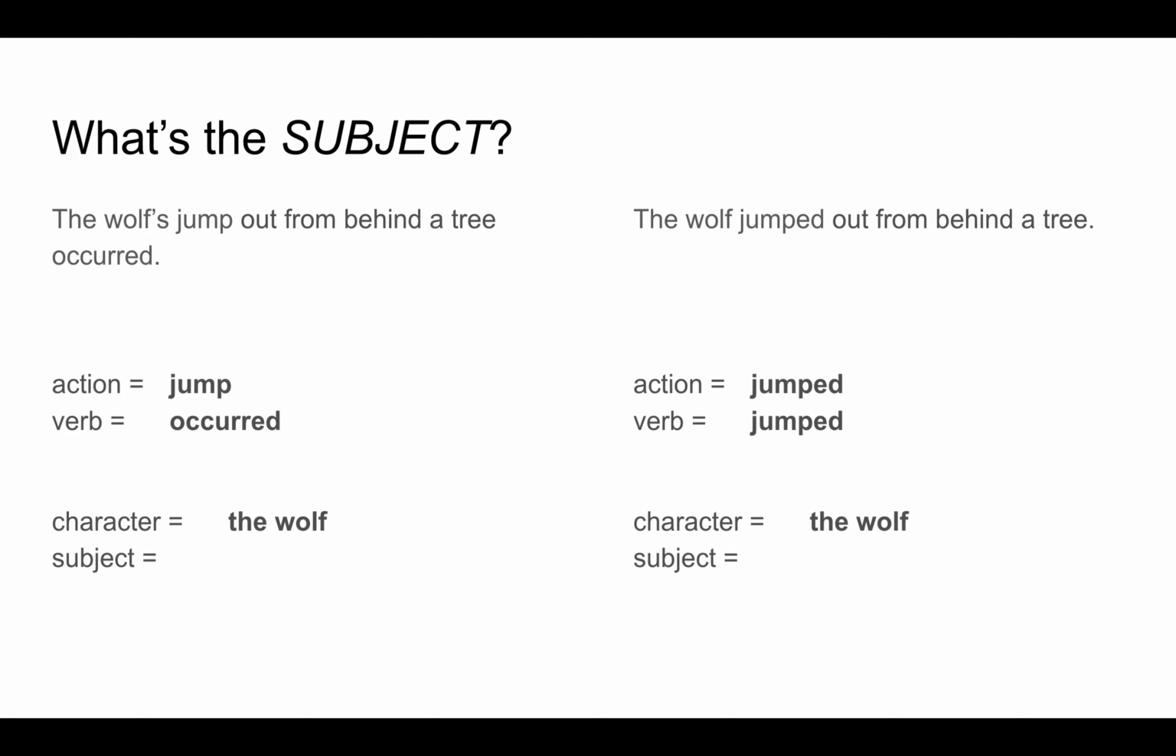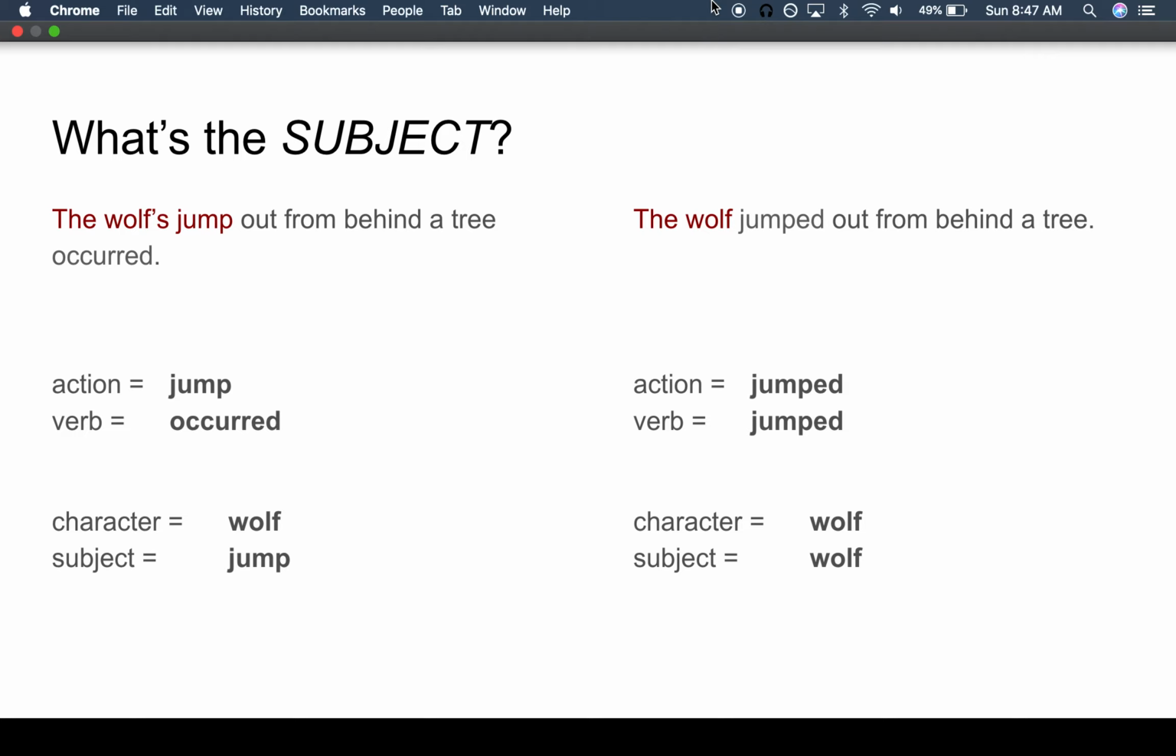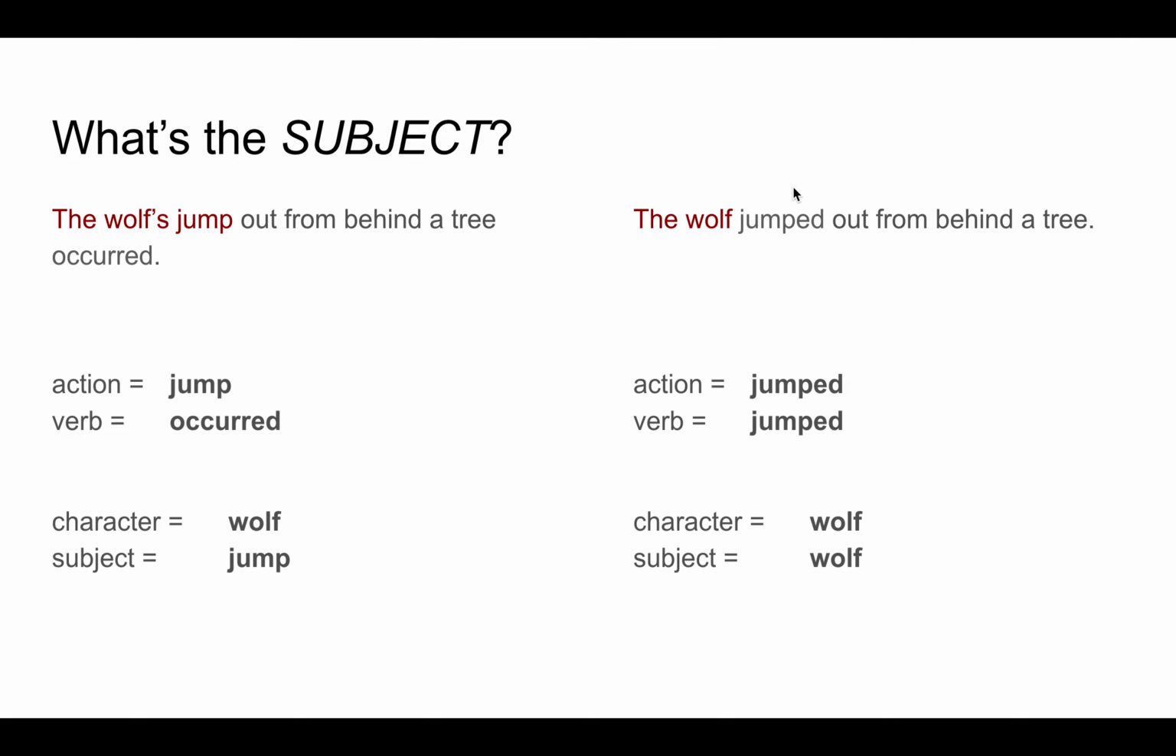But what happens when we ask this question? What's the grammatical subject of the sentence? Who is the subject doing the verb? Okay. If the verb on the left here in sentence A is occurred, then what occurred? Was it the wolf? No, it was the wolf's jump. Right? Over here, what jumped? The wolf. Right? Do you see a pattern now?